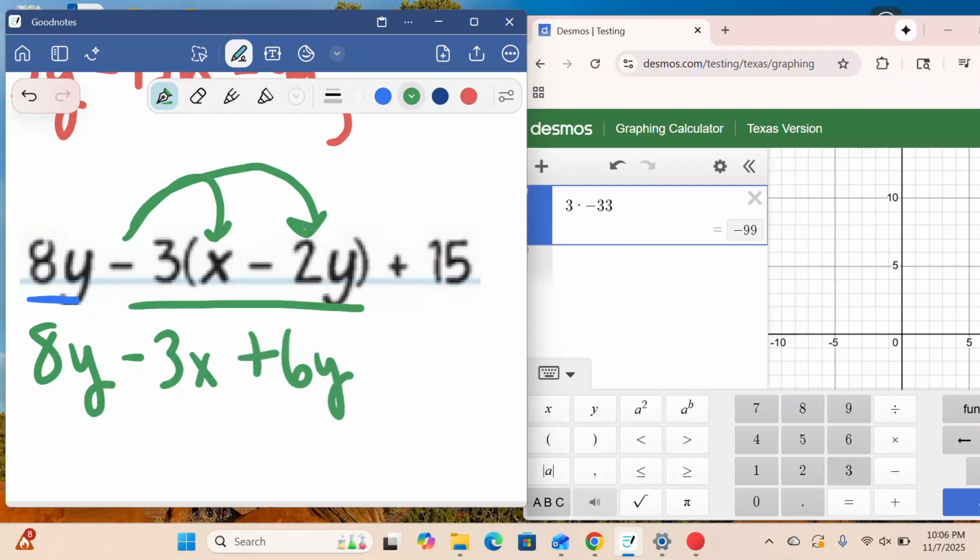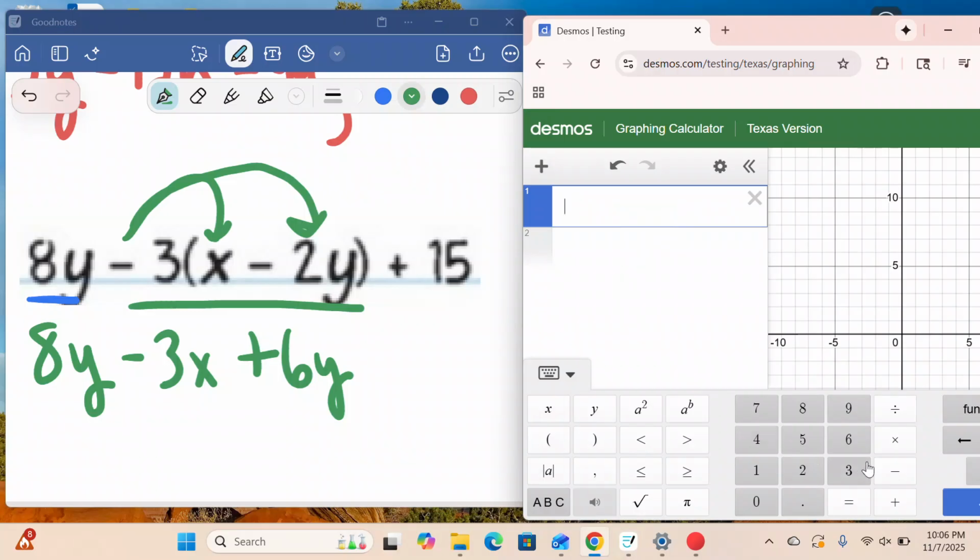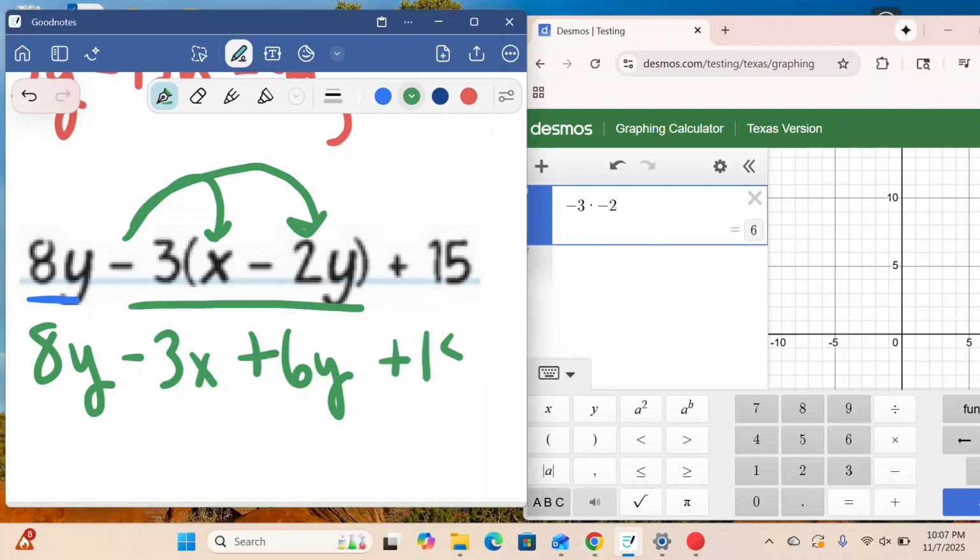And how do I get a positive 6y? Well, I multiply it right here. Negative 3 times negative 2. I come over here and I say, well, what is negative 3? And I'm going to put in negative 3. And what is times negative 2? And I look at that, and it's positive 6y, which is negative 3 times negative 2y is positive 6y. And then I'm going to bring down the positive 15.